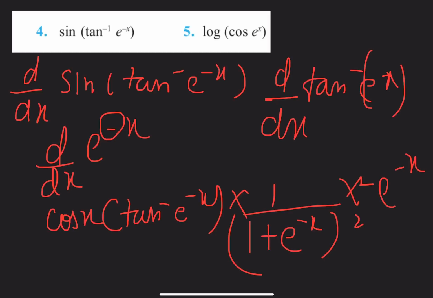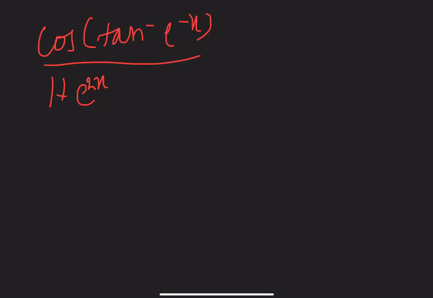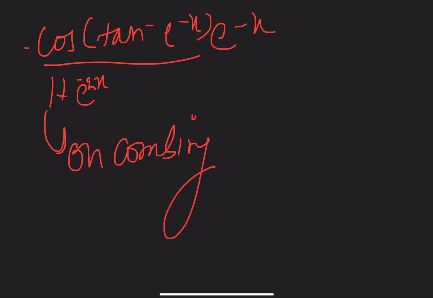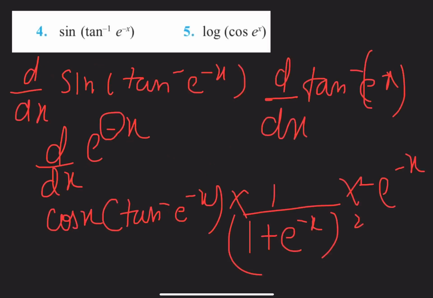Combine it to write the final answer. Your final answer will be cos of tan inverse e to the power minus x upon 1 plus e to the power minus 2x, with a minus sign here, and in the end I write e to the power minus x as well. This is on combining the three expressions. Okay, on combining I get this answer. Alright, I hope the question is clear to everybody.